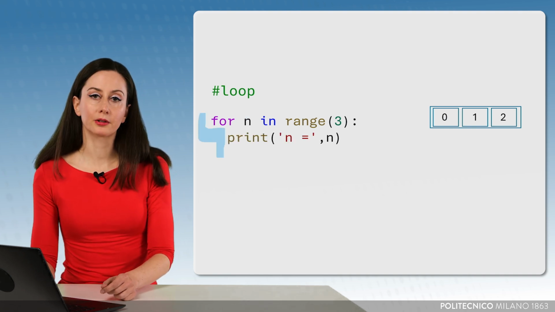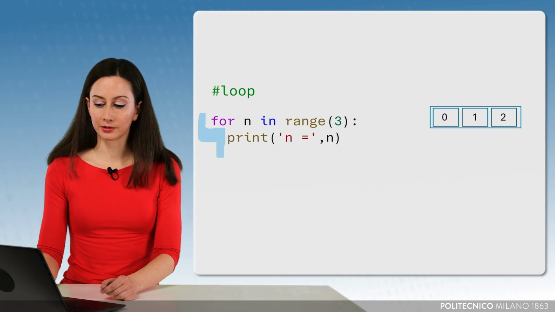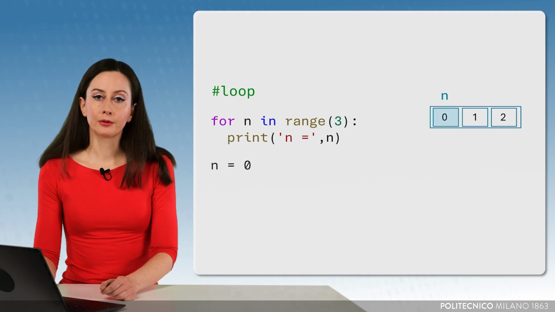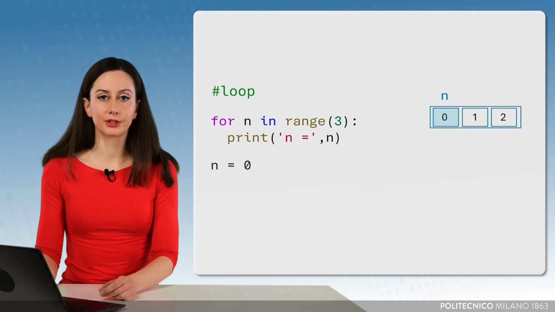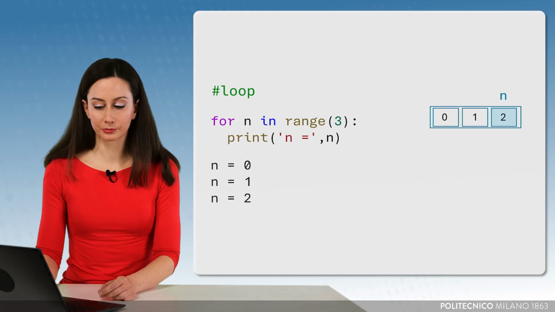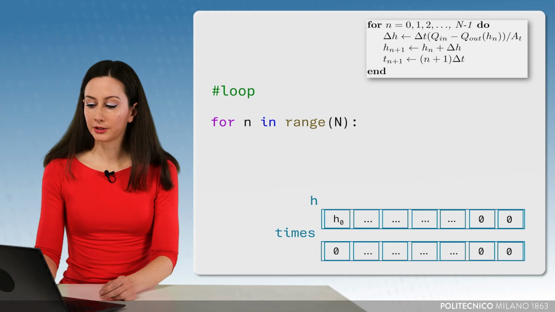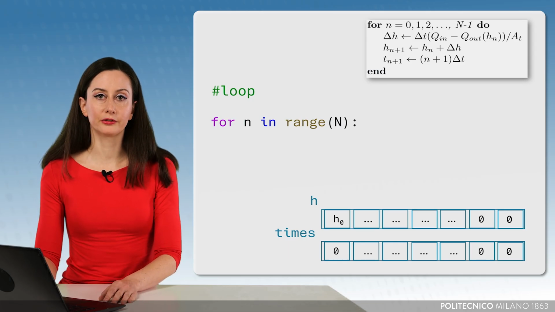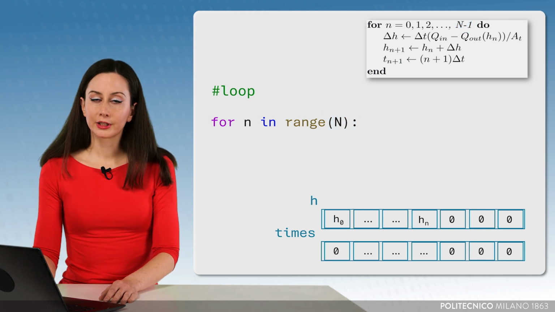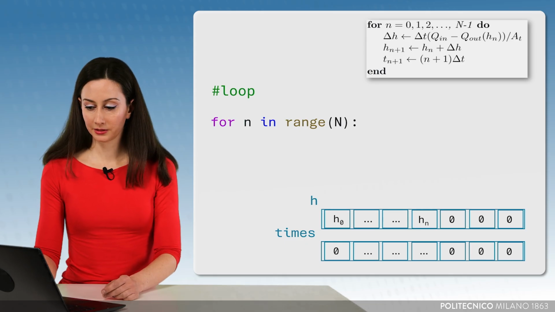After the colon, once again, we can write our instructions, and once again pay attention to the alignment, to the indentation. So for instance, we can print the value of n. Now in the first iteration, we will print n equal to 0, then n equal to 1, and finally n equal to 2. So going back to our problem, according to our algorithm, we need to find N values of h, and the first one is already given. So range(N). And for a generic iteration, we know hn, and we need to find hn+1.